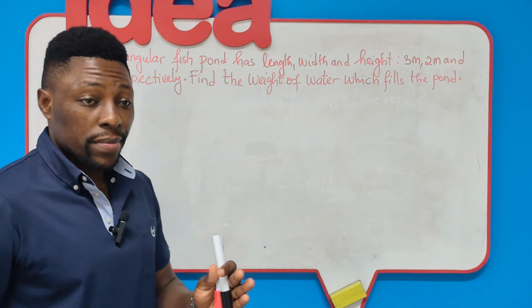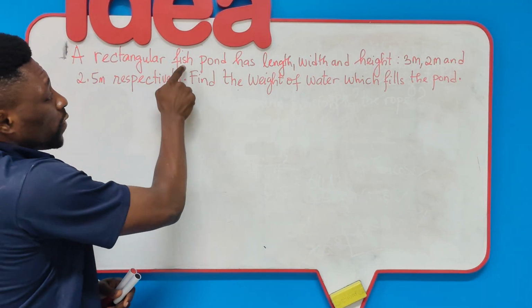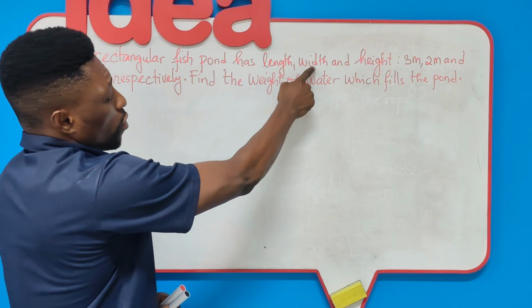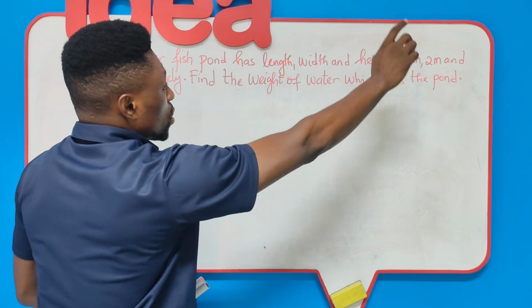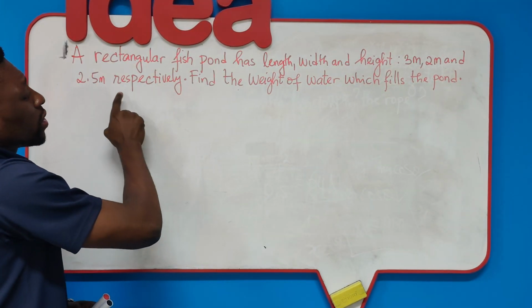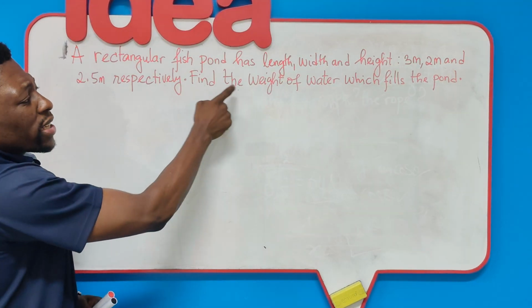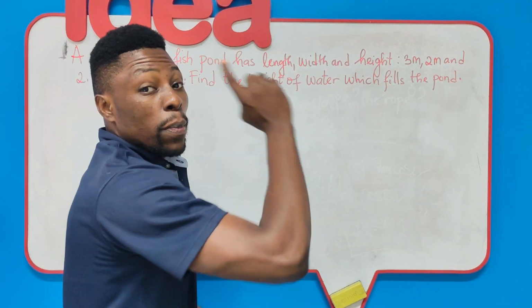A rectangular fish pond has length, width, and height 3 meters, 2 meters, and 2.5 meters respectively. Find the weight of water which fills the pond.